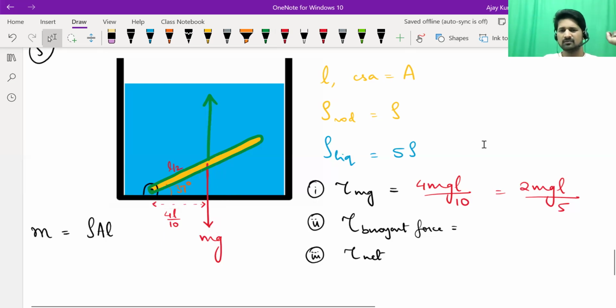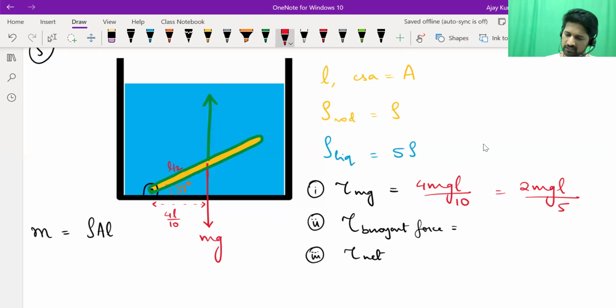In this case, because the rod is uniform and the liquid is anyway uniform, the center of gravity of the rod and the center of buoyancy coincide. So both buoyant force and mg will be acting along the same line. How do you express buoyant force? Density of liquid, which is 5 rho, into volume displaced, which is A into L, multiplied with g.